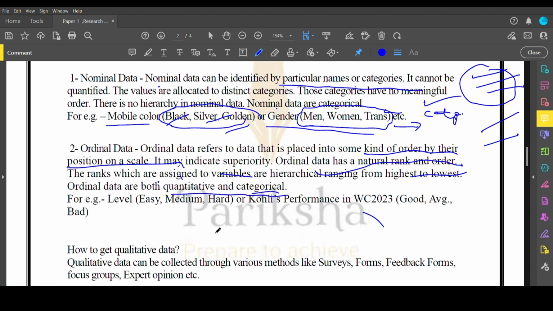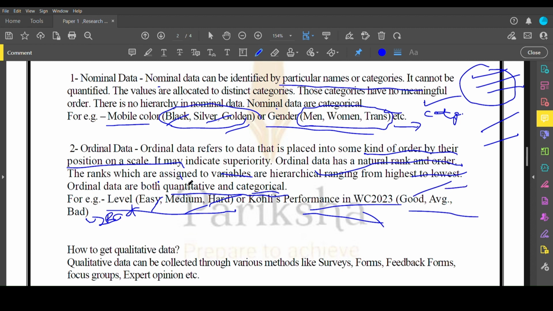Now, an example for ordinal data is when you ask about the level of an exam, the paper 1 exam of June. So you can say it was easy, it was medium, or it was hard. Or we can say Virat Kohli's performance in World Cup 2023. So it can be good, average, or bad. Like when we talk about maybe Babar Azam, we can say it's bad. But when we talk about Kohli, we will choose either from this one or this one.